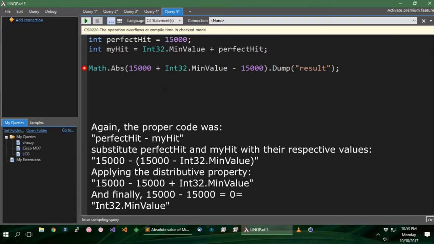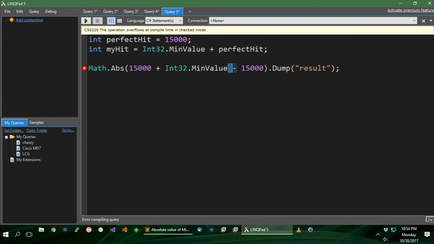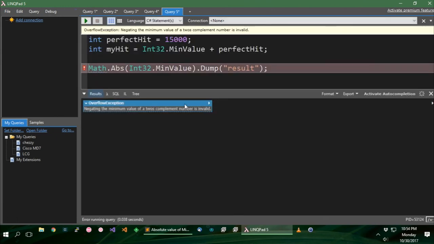Whatever. So basically that's what happens. This is negative, this is positive. They cancel each other out because that's how math works. 1 minus 1 is 0. And it results in the absolute value of the minimum value of a 32-bit integer, which results in a crash.